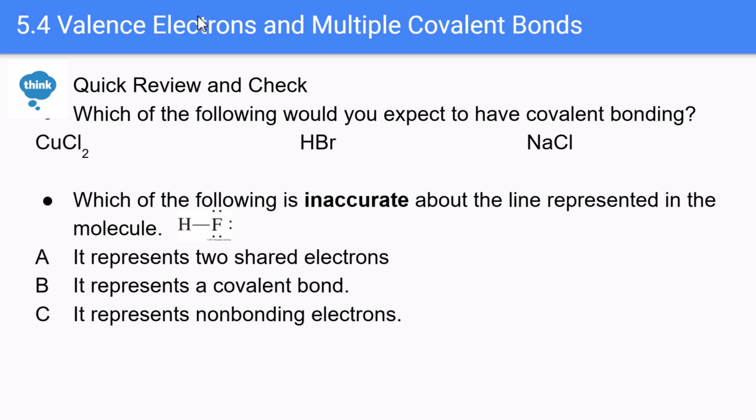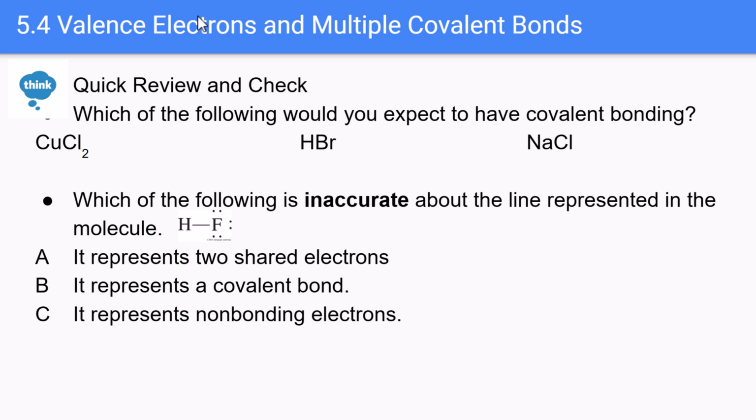All right, so looking at the first question here, it says, which of the following would you expect to have covalent bonding? Remember that covalent bonding exists between 2 nonmetals. So I would expect HBr to be covalently bonded here. And then it also asks which of the following is inaccurate about the line represented. The first statement says it represents 2 shared electrons. Well, remember, lines in between atoms represent 2 electrons that are shared between them, which also represents covalent bonds. So A and B are accurate. Representing non-bonding electrons, well, those would be the dots on the outside. The line does not represent non-bonding electrons. It represents bonded electrons. So the incorrect answer there is C.